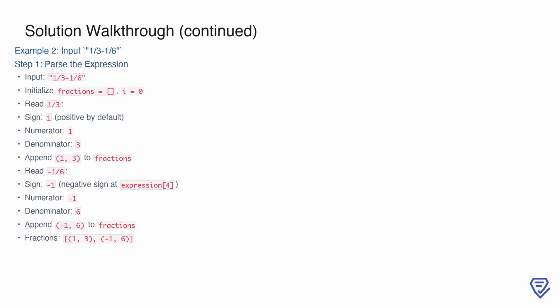Next, we parse the second fraction, -1/6. The negative sign at position 4 indicates a sign of -1. We extract the numerator as -1 and the denominator as 6, resulting in -1, 6. Appending this to the list, we now have fractions equals 1, 3, -1, 6. With the fractions parsed, we can move on to the calculations.